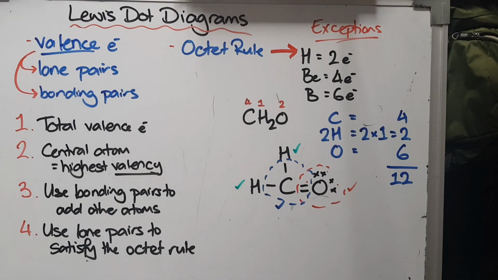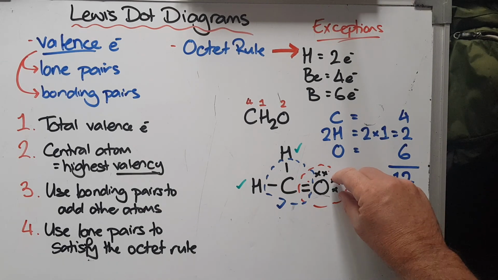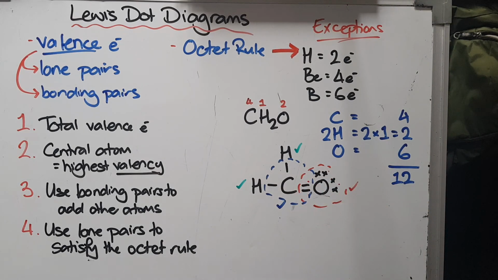So if you find, when you put those lone pairs around the outside atoms, that your middle one doesn't obey the octet rule, move a lone pair in to create a double or even a triple bond.